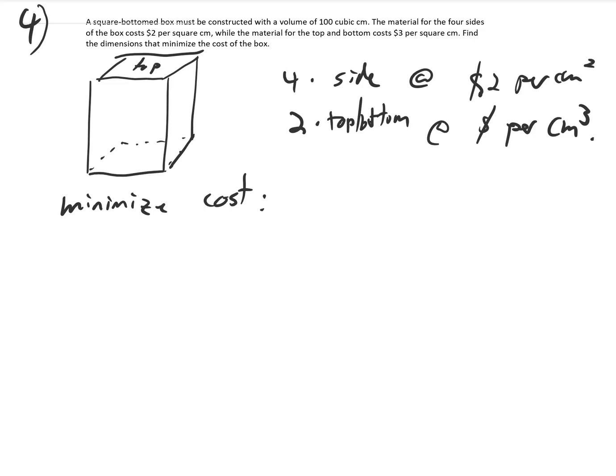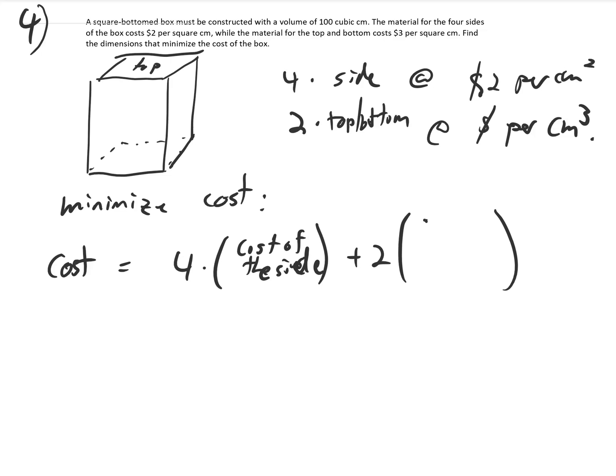Okay, well, if we're trying to minimize something, that's an optimization problem. Sometimes we're trying to maximize it, sometimes we're trying to minimize it. All right, so let's write an equation for the cost, and then we'll write a better equation, and then we'll write a better equation, and so on, until we have something we can do calculus analysis on. So let's see. The total cost is going to be 4 times the cost of sides plus 2 times the cost of the bottom.